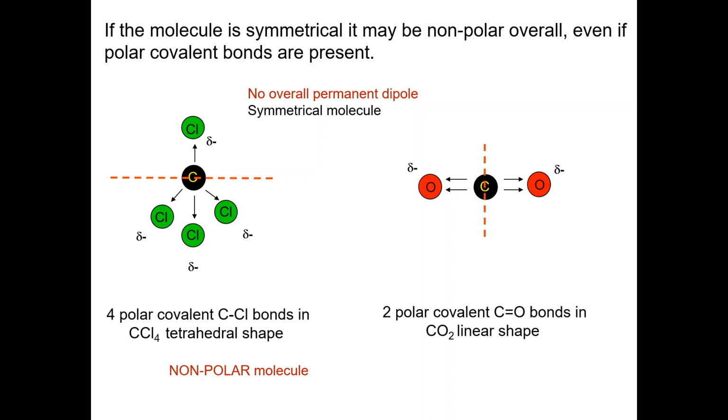The same goes for carbon dioxide. We can draw a line of symmetry through this, and we can see that whatever side you approach this molecule is going to have a negative charge. So these are the two shapes you should probably try and remember in terms of remembering what type of molecules are non-polar if they have polar covalent bonds.